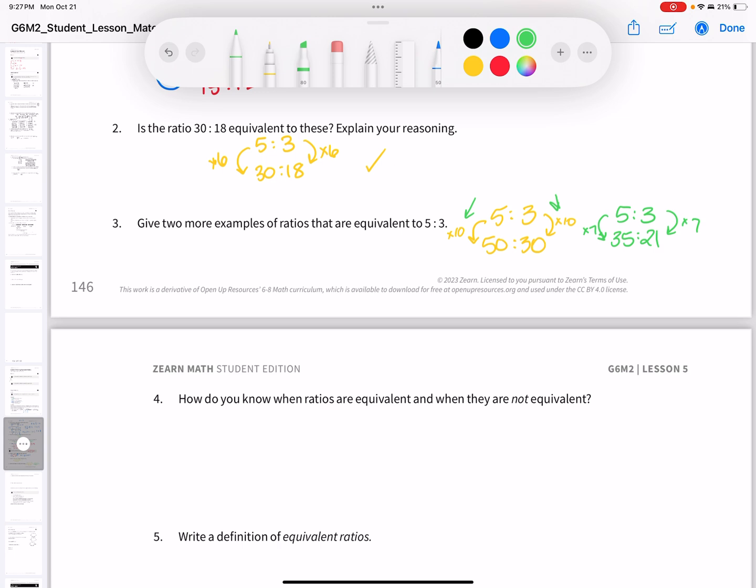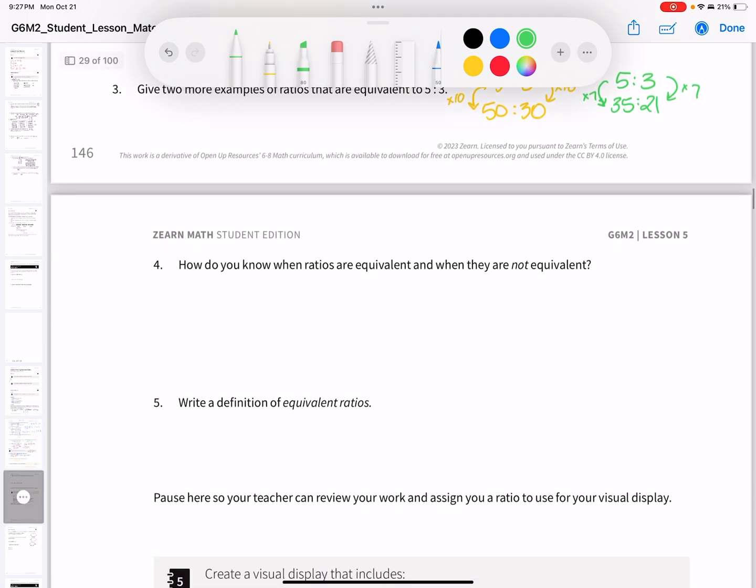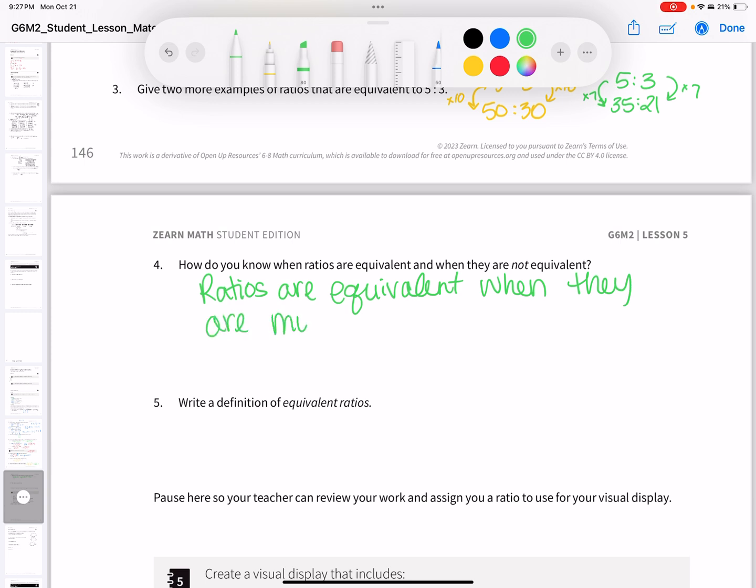How do you know when ratios are equivalent and when they are not? So ratios are equivalent when they are multiplied by the same number. And if they're not multiplied by the same number, then they are not equivalent.